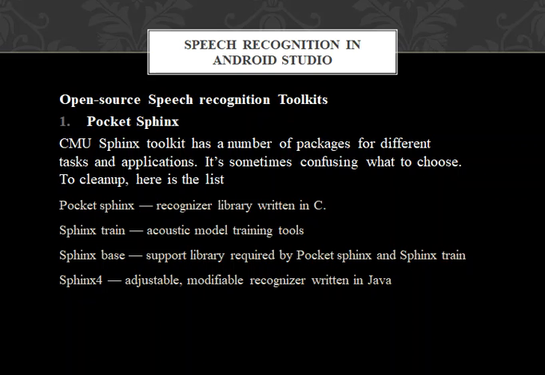PocketSphinx is a recognizer library written in C. SphinxTrain provides acoustic model training tools. SphinxBase is a support library required by PocketSphinx and SphinxTrain. Sphinx4 is an adjustable, modifiable recognizer written in Java.